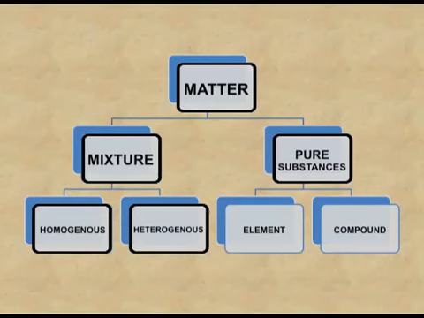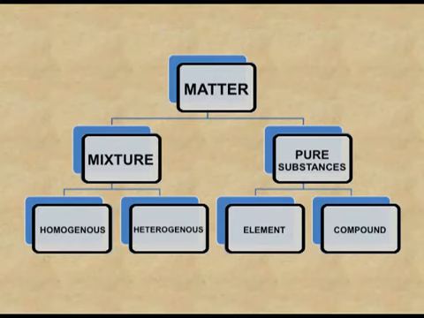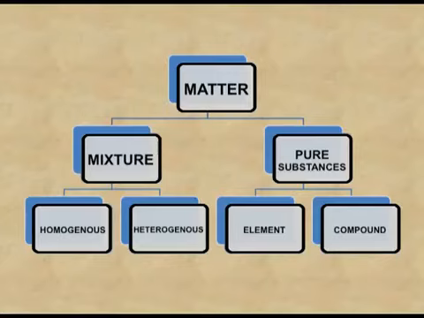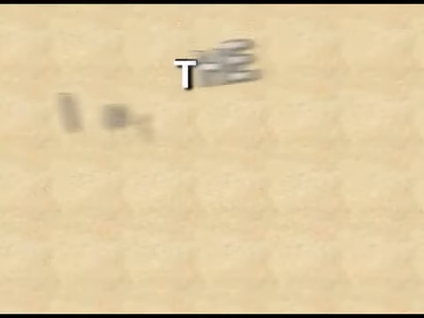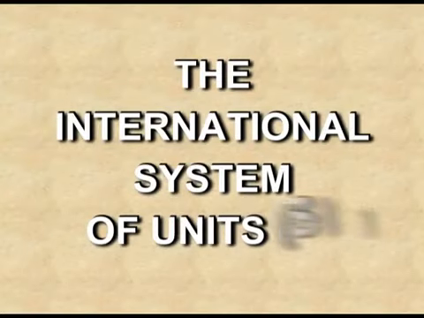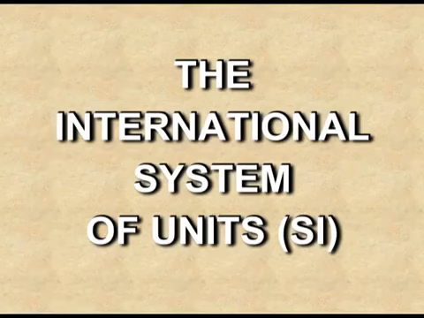Now, pure substances. Pure substances are further classified into elements and compounds. An element can be monoatomic or polyatomic, but elements are made up of the same type of atoms. A compound is again a pure substance, but it is made up of two or more elements combined in a fixed ratio. Now let's see the International System of Units, which is also known as the SI System of Units.